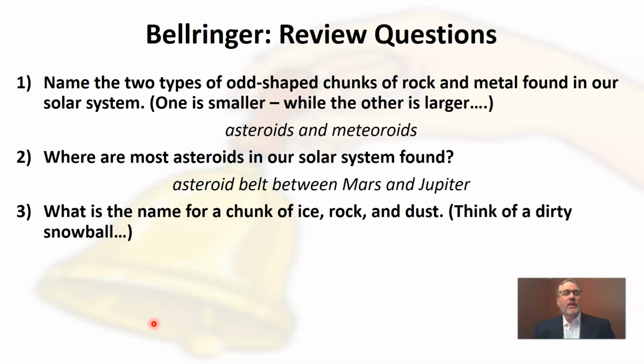And finally, what is the name for a chunk of ice, rock, and dust? Think of a dirty snowball. So mostly made of ice. What type of object are we talking about that we find in our solar system? Of course, we're talking about a comet. All right, so let's take a look at our objectives for today.